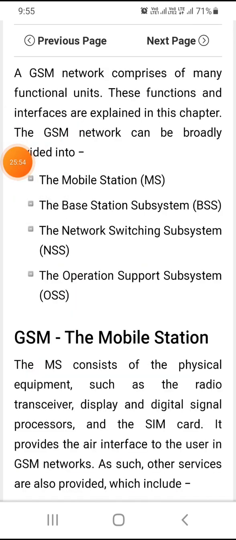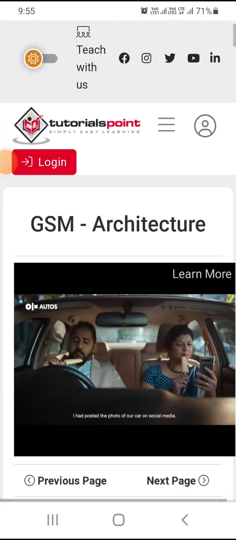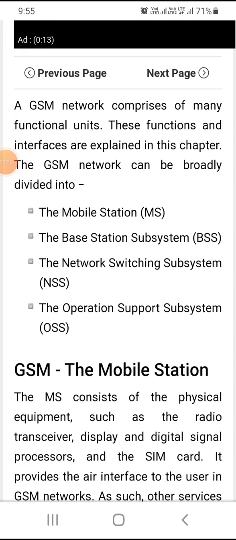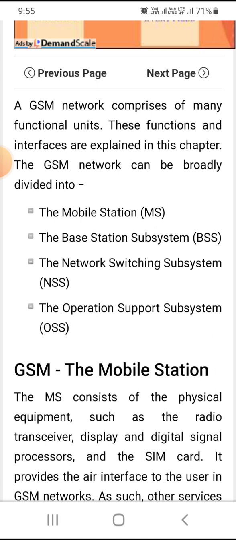A GSM network comprises many functional units. These functions are interfaced, and a GSM network can be broadly divided into the mobile station, the base station subsystem (BSS), the network switching subsystem (NSS), and the operation support subsystem (OSS).